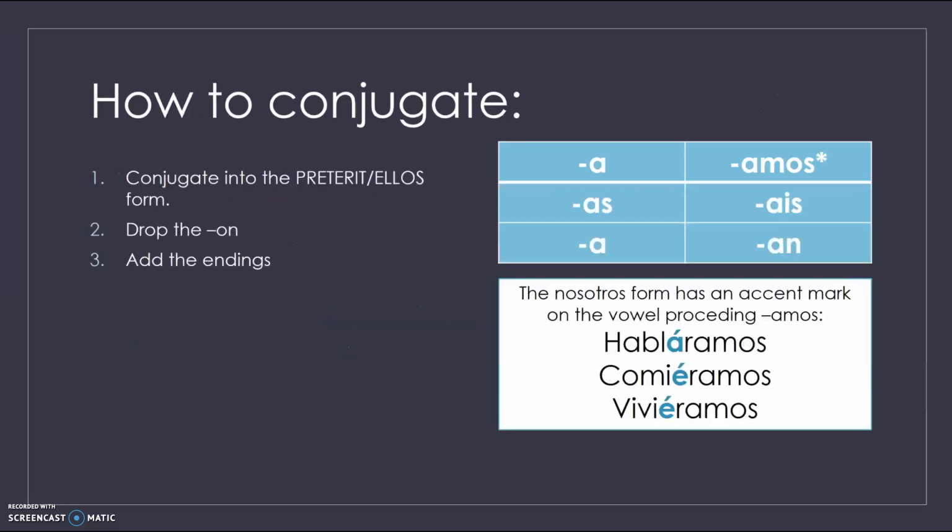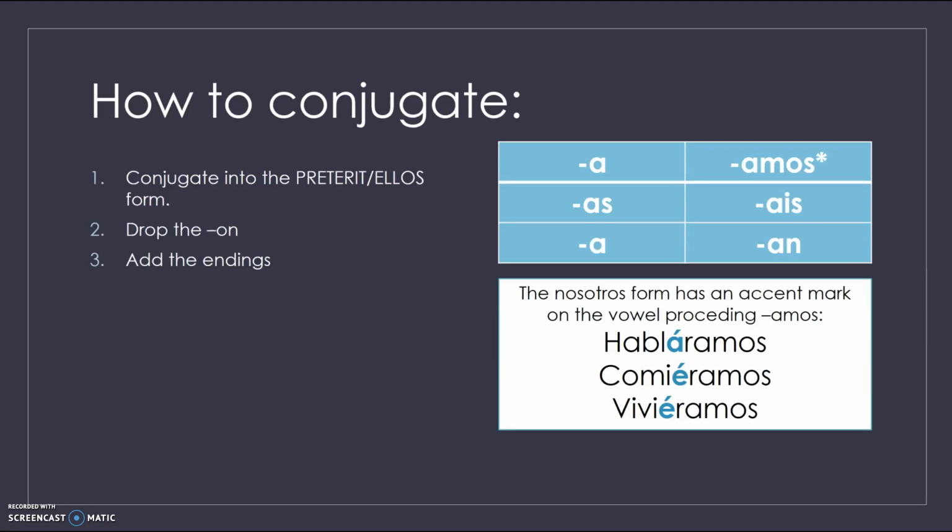All right, so let's look at how to conjugate the imperfect subjunctive. It has an interesting step 1. Step 1 is to conjugate the verb into the preterite tense ellos form. So for AR verbs, that's putting it into the aron ending, and for ER-IR verbs, ieron. After we get it into the aron and ieron, we drop the on. And then for every single verb, we add a, as, a, amos, ais, an.